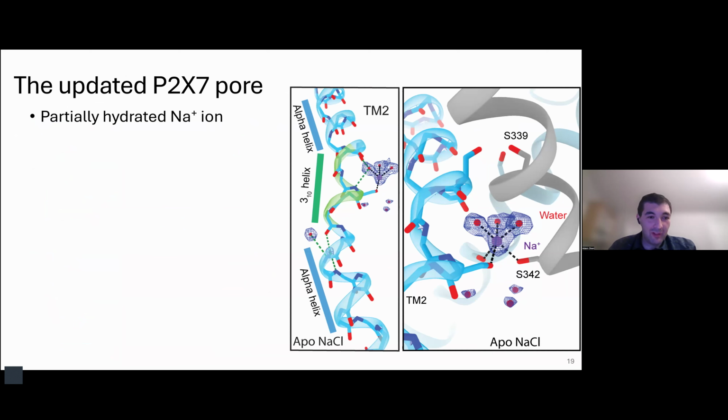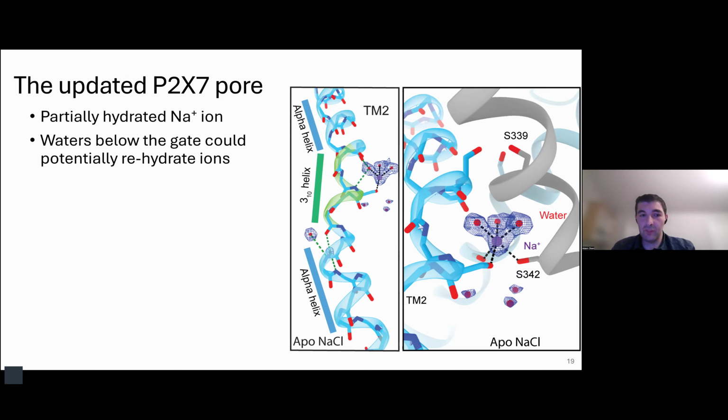So hopefully I've been able to convince you that a partially hydrated sodium ion sits directly above the constriction gate of the pore, coordinated by serine 342 below and 3 water molecules above. One interesting thing about P2X7 that I mentioned earlier is that it's a non-selective cation channel. So it's very cool to see the partially hydrated sodium ion, which sits directly above the pore. And 3 water molecules sit just below the gate and could potentially rehydrate ions as the channel opens.